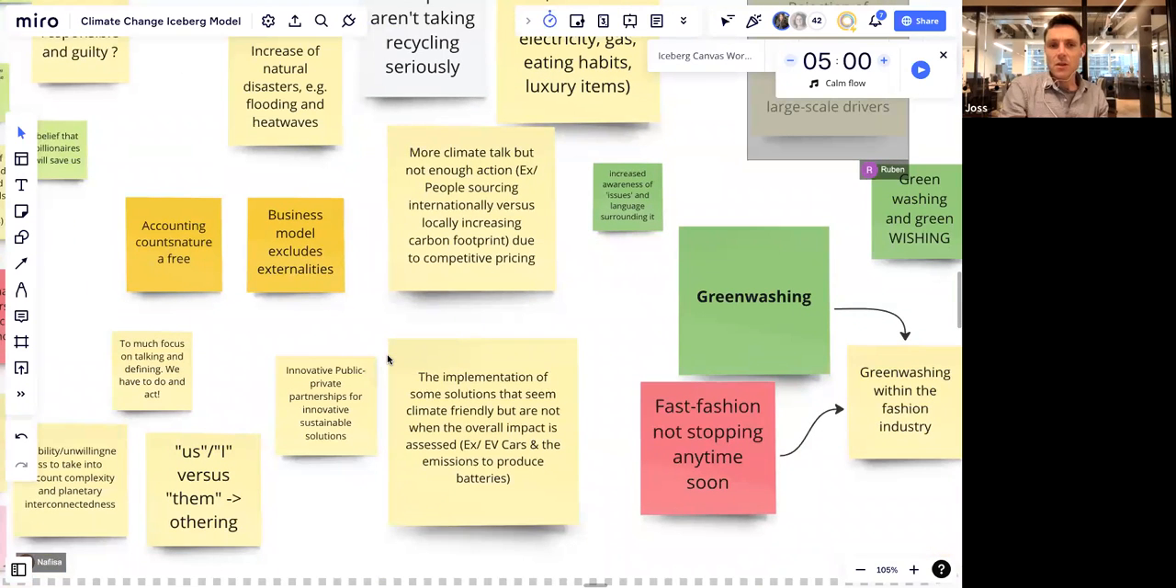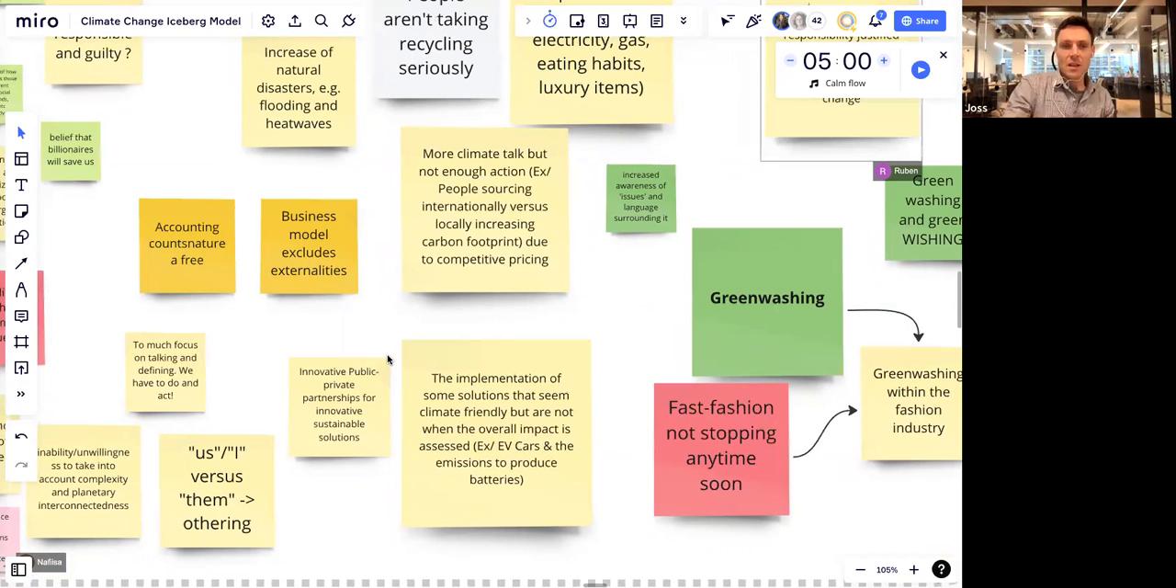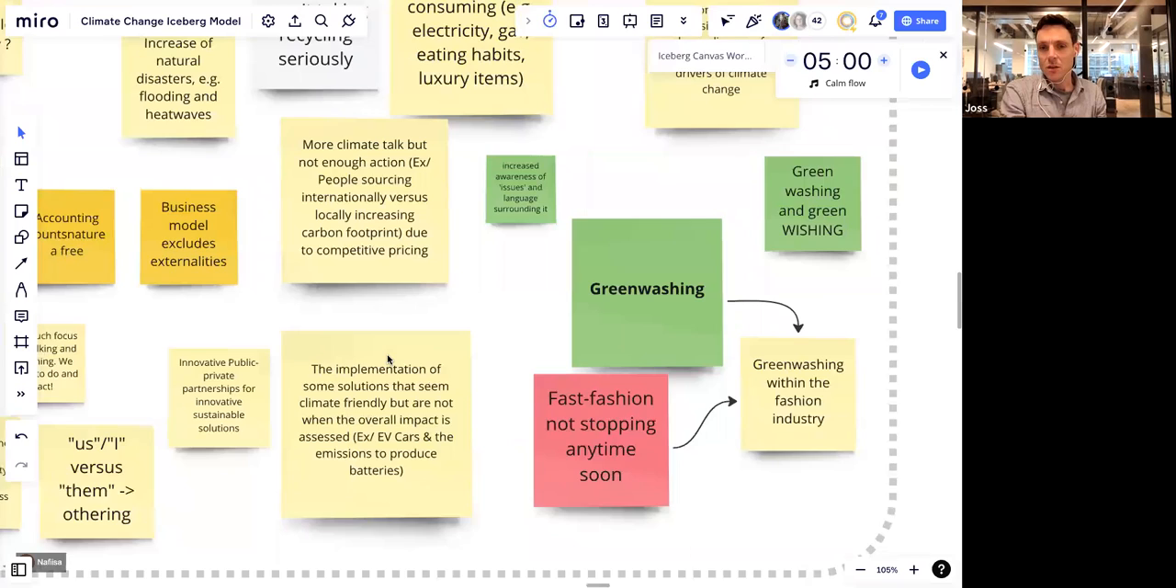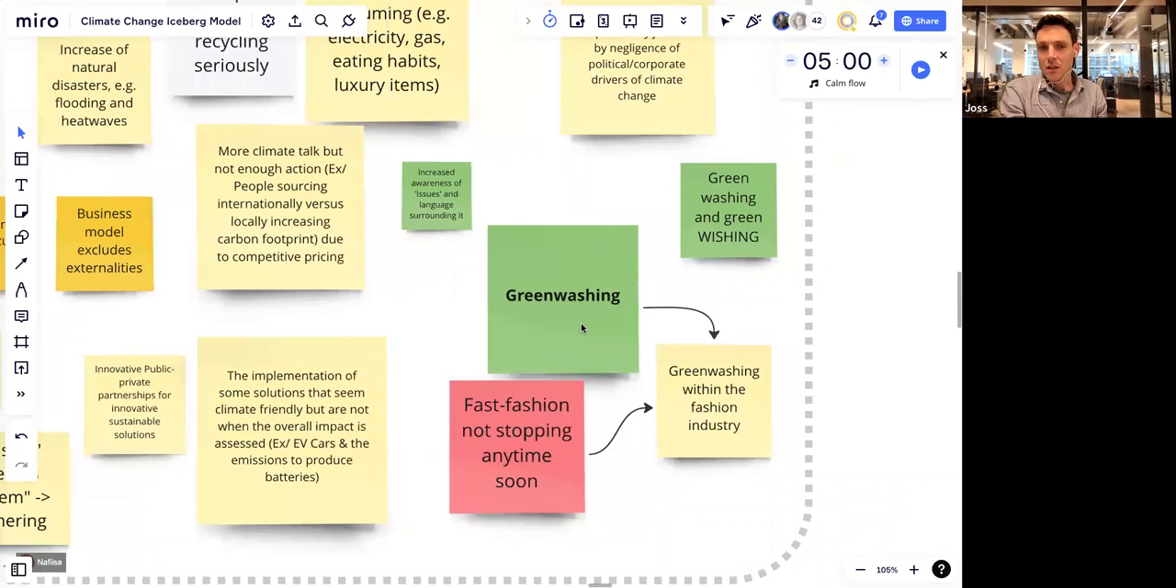Business model excludes externalities. Accounting counts nature as free. Too much focused on talking and defining. We have to do and act. So not enough action, or a certain disconnect between a lot of talk and actual action that doesn't really happen. A lot of this greenwashing stuff, a lot of talk and a lot of this greenwashing stuff.